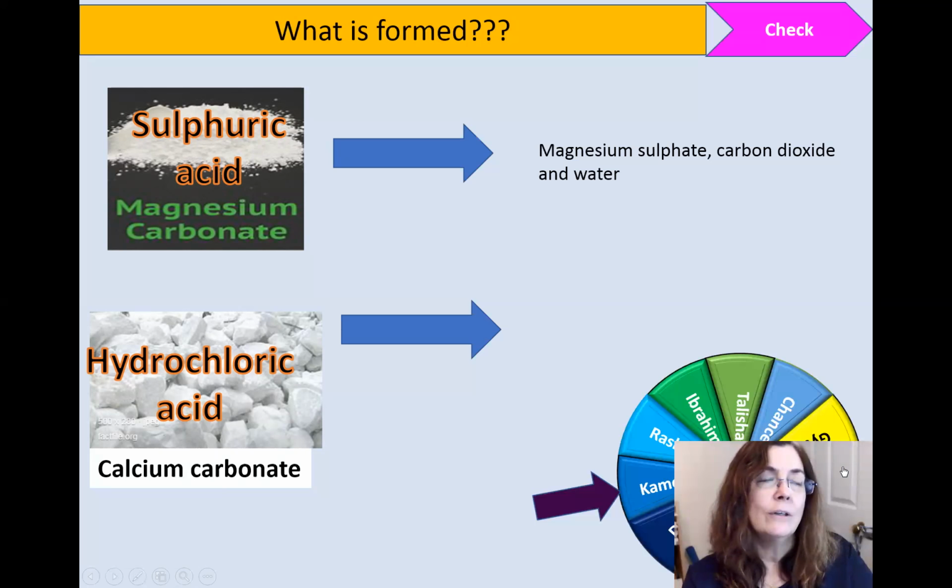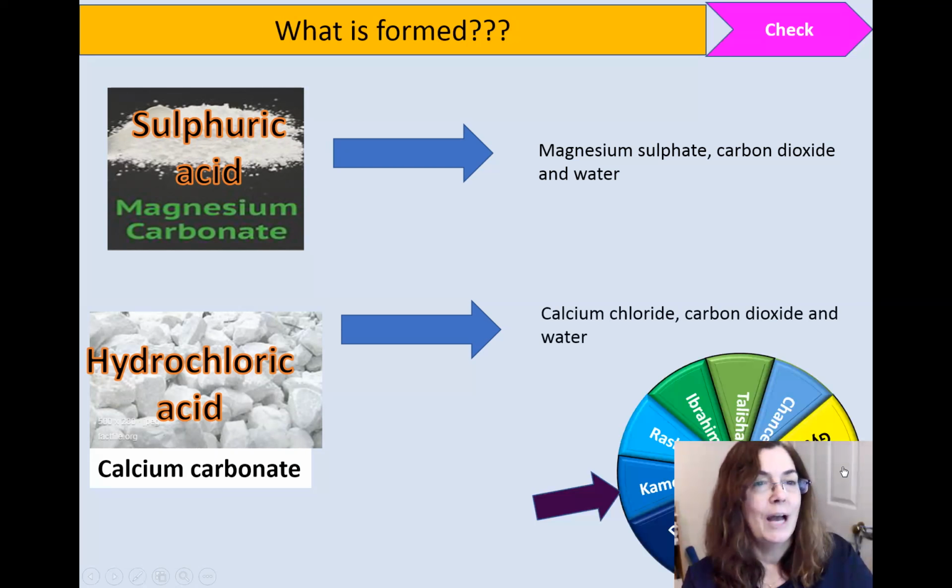There's the acid, look, hydrochloric, and the metal is calcium. So what are we going to get? We're going to get calcium chloride, carbon dioxide and water. Absolutely. Okay, let's move on.